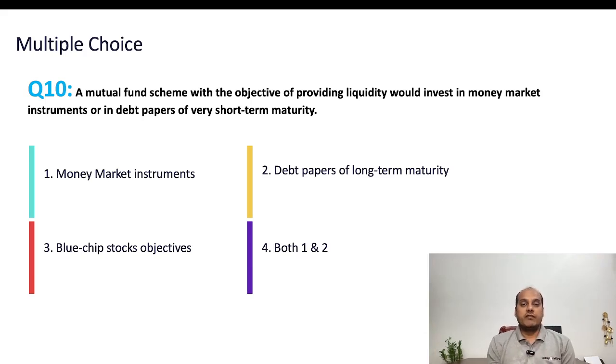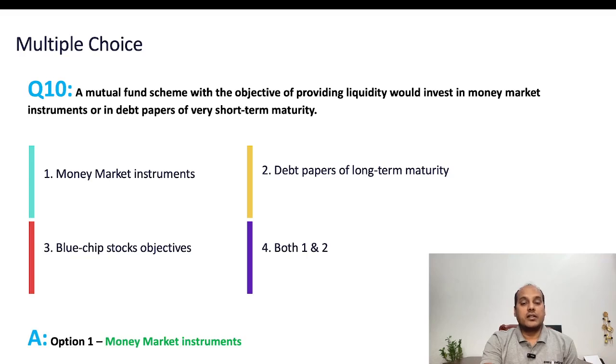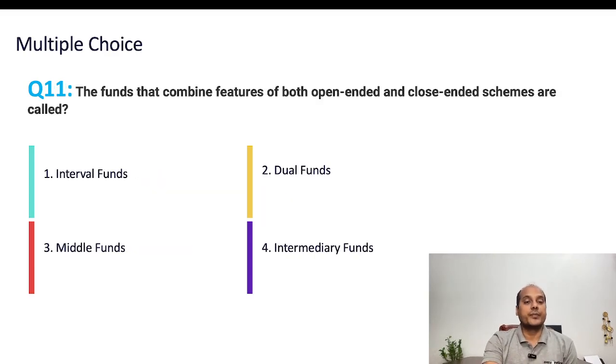A mutual fund scheme with the objective of providing liquidity would invest in money market instruments or debt paper of short-term maturity. Which objective or instrument are we talking about here? Whether it's a money market, debt papers of long-term maturity, or blue chip stock objectives. Third, blue chip stocks is not an option. Money market is one, and debt market of long-term maturity is more of a debenture security, a fixed income security. It is not meant for liquidity. So only option 1 is correct.